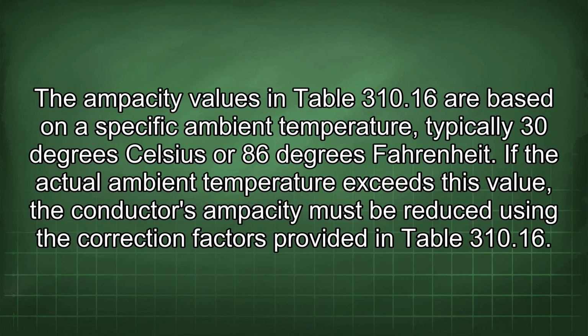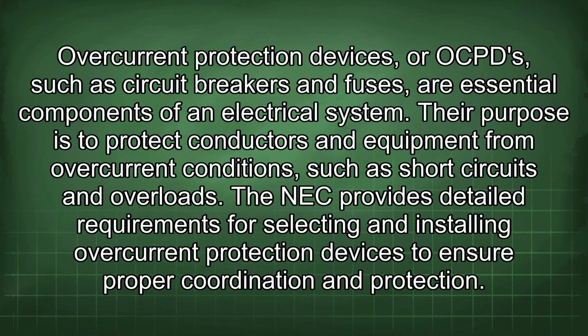Ambient temperature correction factors are used to adjust conductor ampacities for high ambient temperatures. The ampacity values in Table 310.16 are based on a specific ambient temperature, typically 30°C or 86°F. If the actual ambient temperature exceeds this value, the conductor's ampacity must be reduced using the correction factors provided in Table 310.16.